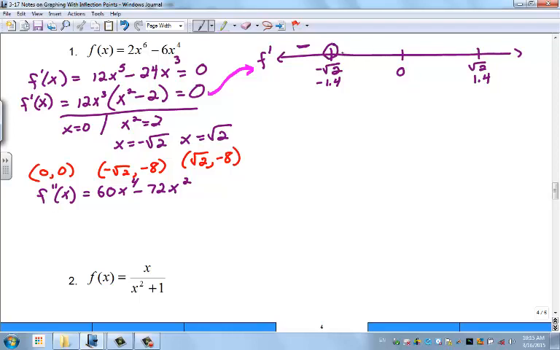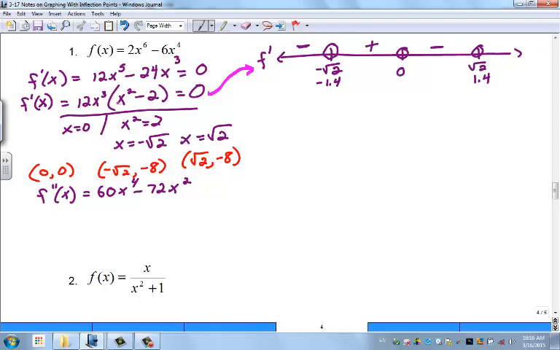And then between negative 1.4 and 0, pick negative 1. Remember, these are all open circles because those are all zeros. I put that in here, I get a negative. If I put a negative 1 into x squared minus 2, I also get a negative. Negative times a negative gives me a positive. Then pick something between 0 and 1.4. Pick 1. If I put a 1 in 12x cubed, I get a positive. If I put a 1 in x squared minus 2, I get 1 minus 2, which is negative. So this is negative. And then finally, pick a number to the right of 1.4, like 10.